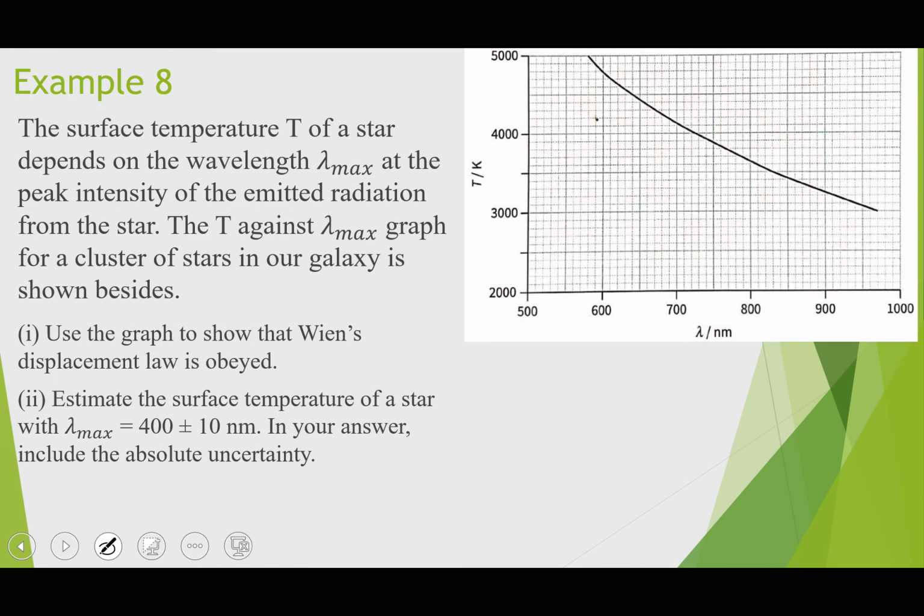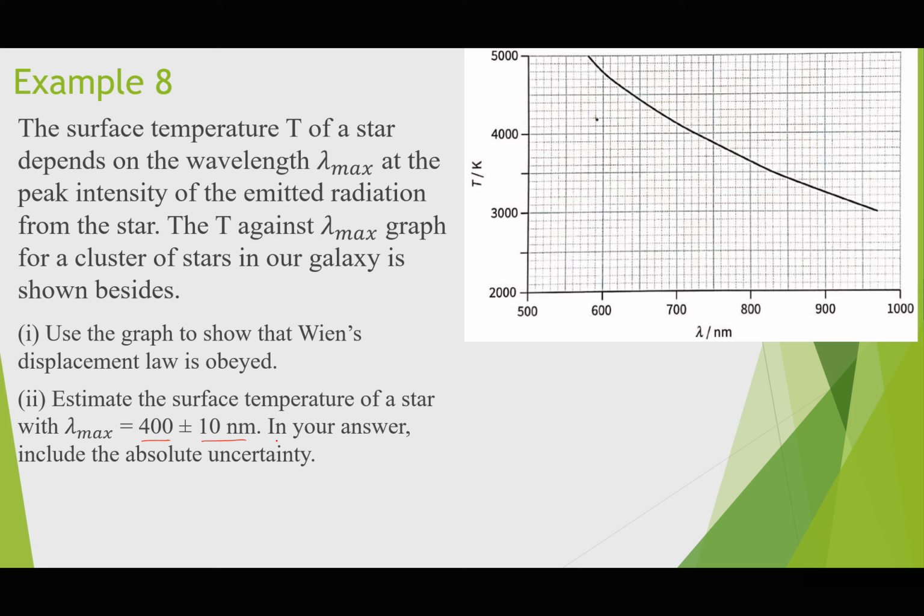Example 8. The surface temperature T of a star depends on the wavelength lambda max at the peak intensity of the emitted radiation from the star. The T against lambda max graph for a cluster of stars in our galaxy is shown beside. Use the graph to show the way that Wien's displacement law is obeyed. Estimate the surface temperature of a star with lambda max equal to 400 plus or minus 10 nanometers. In your answer, include the absolute uncertainty.